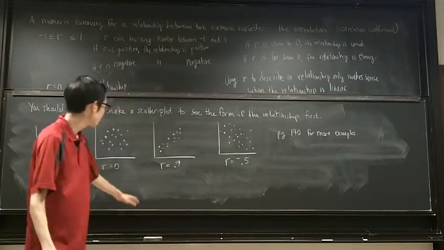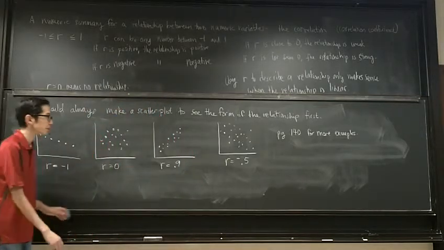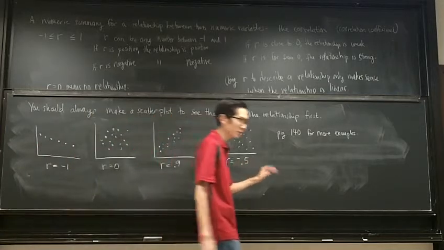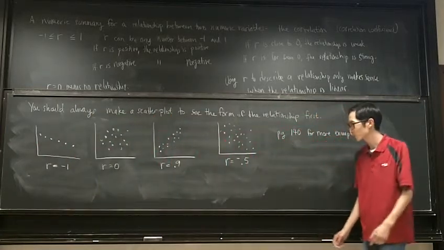All right, so we saw a few examples of maybe different possible linear trends and their correlation coefficients.